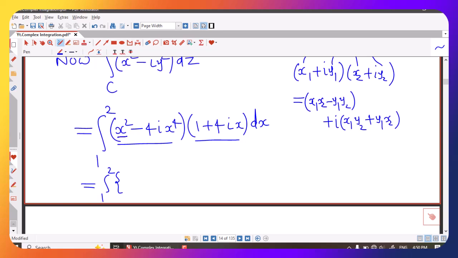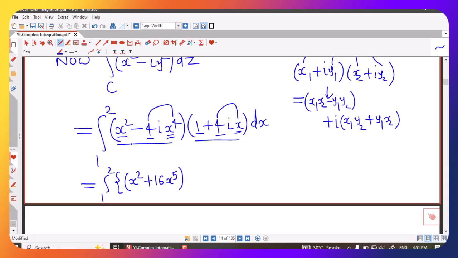So here real part is x square, here real part is 1, x square into 1 is x square. Here imaginary part is minus 4x raised to 4, here imaginary part is 4x, and we have minus sign from the formula, and there will be one minus sign from this imaginary part, so that is going to be plus, and 4x raised to 4 multiplied with 4x will give us 4 into 4, 16, and x raised to 4 times x, that is x raised to 5.